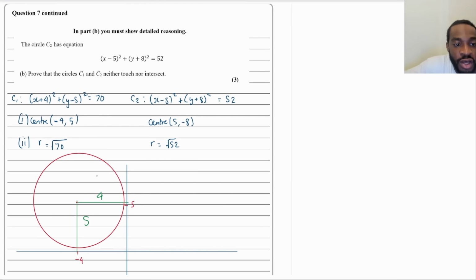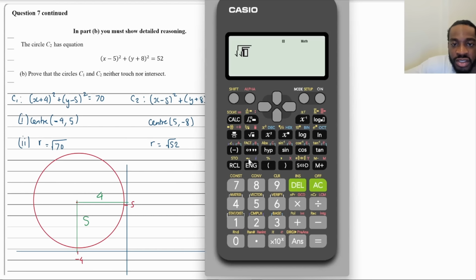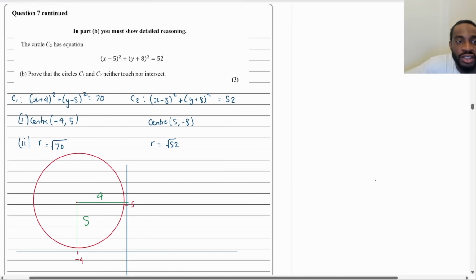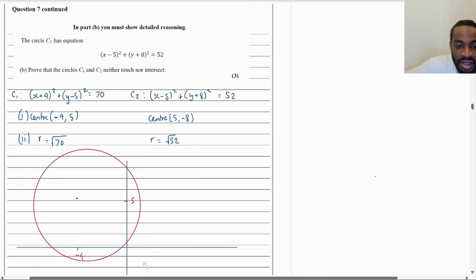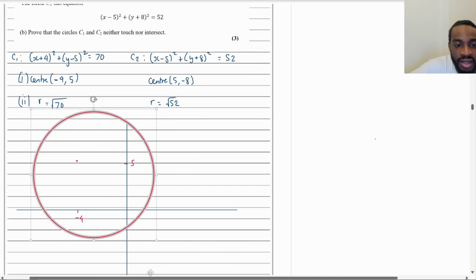So the radius of C1 is root 70. If I compute root 70, it is equal to 8.36. So I know that it's bigger than 5 and bigger than 4, so it's going to be in all four quadrants. That's always a good thing to do when you're sketching these things. So I'm going to make this a bit bigger, because it's going to be in all four quadrants. It's going to be something like that, and then obviously the center will be like that.